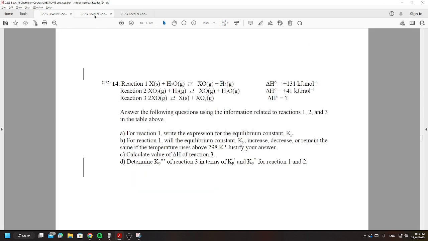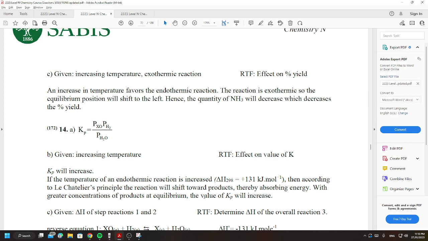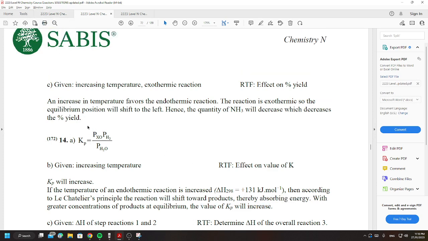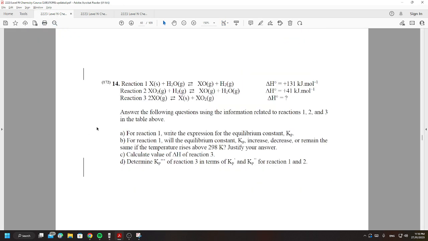Which question is this? 14b. Increasing temperature, value of Kp will increase. Okay. Part C.